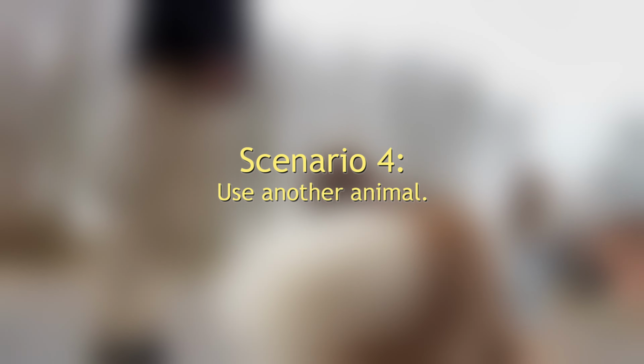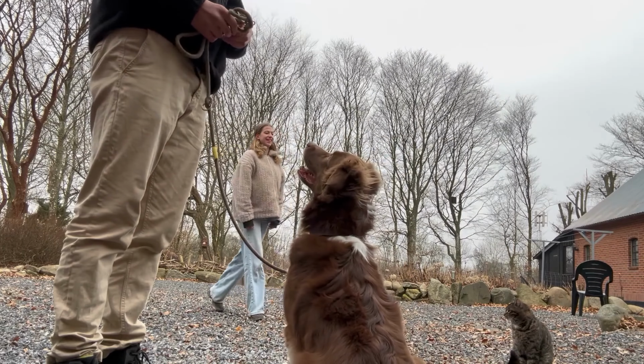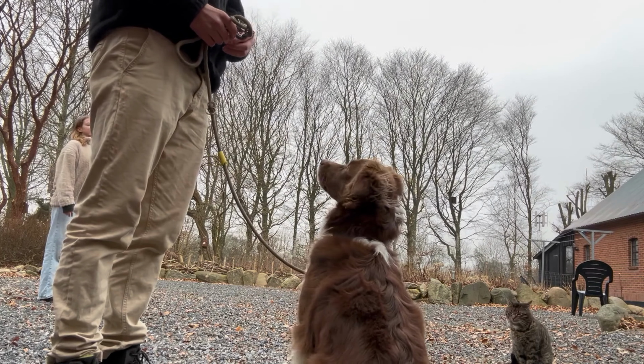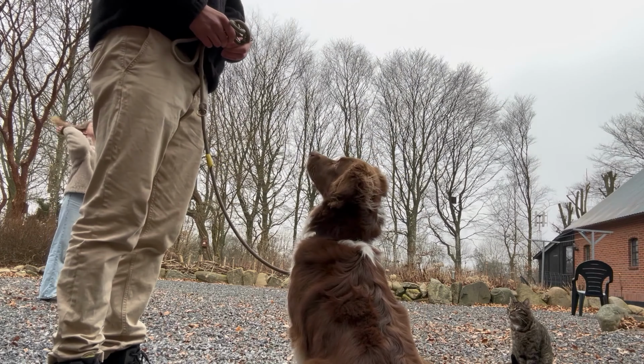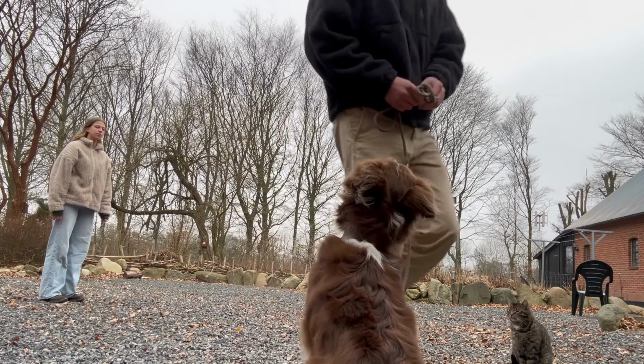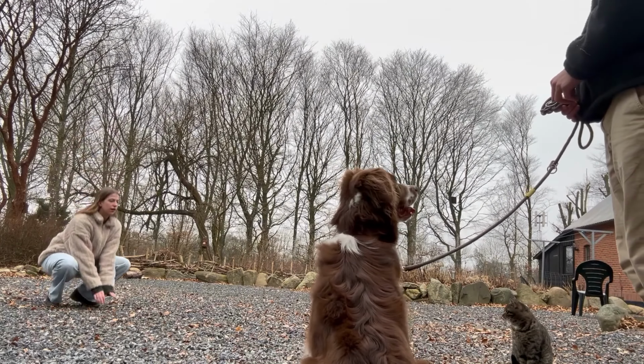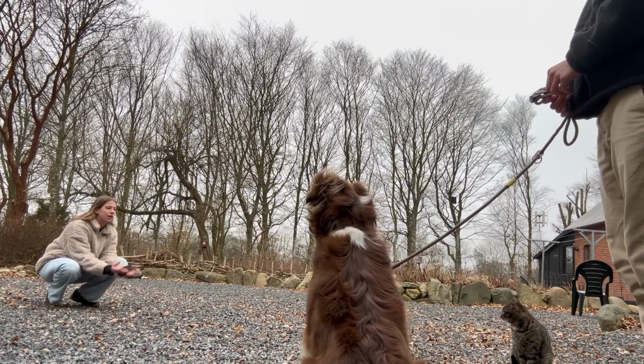For the fourth scenario, we are using another animal, our cats. In this case, I want to make it clear that using wild animals is not a good idea, as it can become dangerous. Here we're not training because our dog might bite the cat, not at all, since they already know each other. We're simply using the cat as a distraction to teach our dog to stay focused on us instead of going over to play or interact.